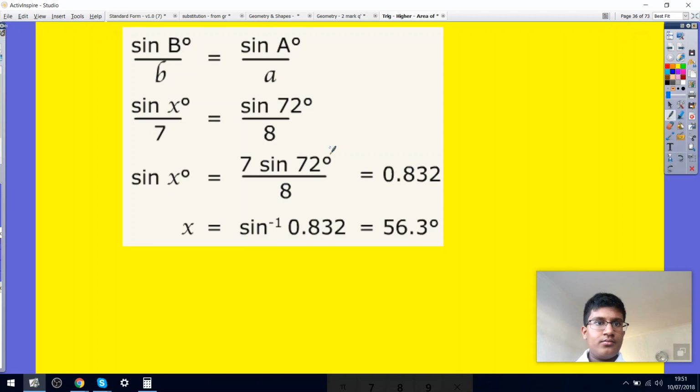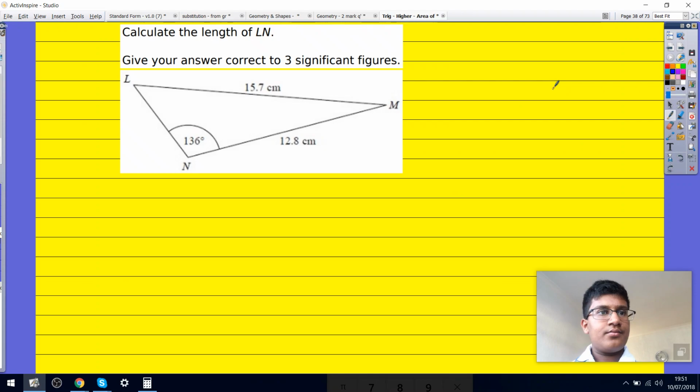So there were 2 steps. One was multiply by 7. The other was inverse sine. If you started with the angles on the bottom, then there would be either 3 or 4 steps instead of just 2. Finding an unknown angle using the sine rule. I think that's a tick. The real trick is in selecting what you need.